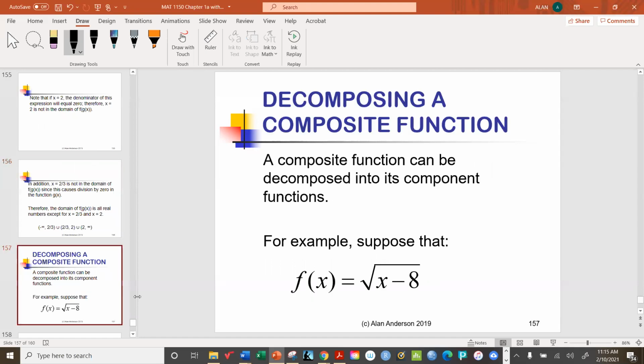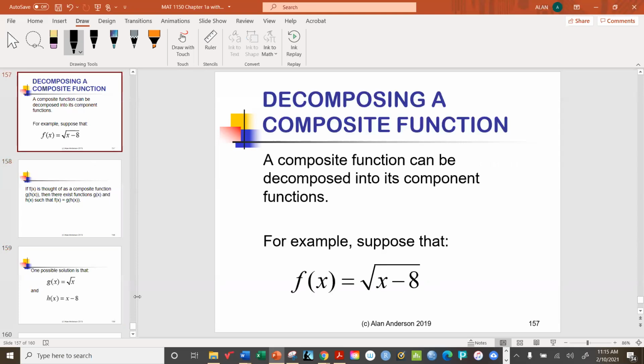All right, now decomposing a composite function, we're working this backwards now. We start out with the assumption that f of x equals radical x minus 8. And we can actually break this up into a composite function if we need to for some reason. And so in other words, we want to rewrite this as f of g of x. How can we do that? Well, let's see how that works.